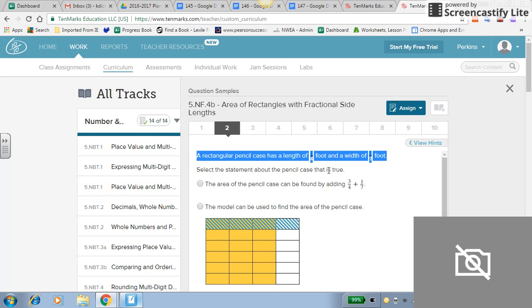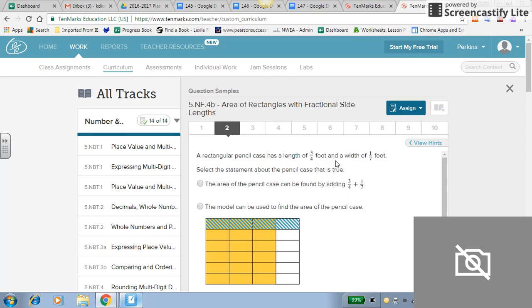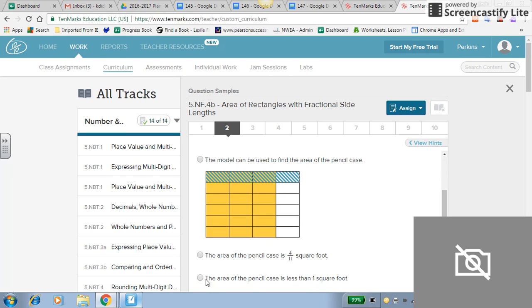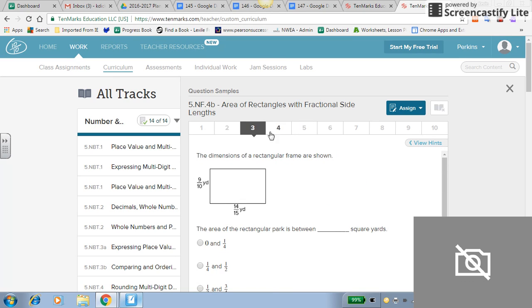A rectangular pencil case has a length of 3/4 foot and a width of 1/7 foot. Select the statement that's true. So you do the area by adding? We know that's not true. 3/4 times 1/7, 1, 2, 3, 4... that would give a 6, that's not good. The area is 4/11? Well, 3 times 1 is 3, and 4 times 7 is 28, so that's not good. The area of the pencil case is less than a foot. That is true because a fraction times a fraction gives us a smaller number. So just read each statement very carefully and decide which one is the best for you.